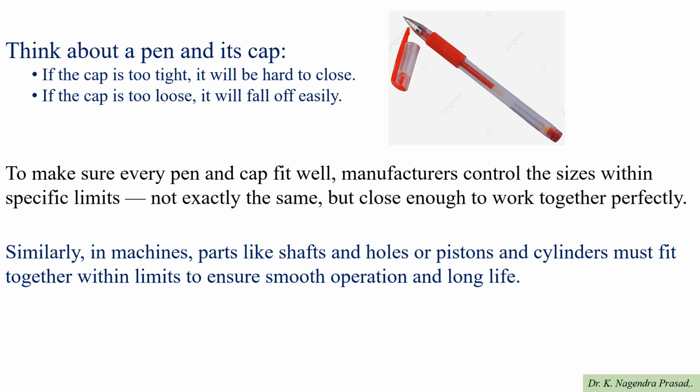Let's see an example. Think about a pen and its cap. If the cap is too tight, it will be hard to close. Similarly, if the cap is too loose, it will fall off easily. So to make sure every pen and cap fit well, manufacturers control the sizes within specific limits. Manufacturers do not produce exactly the same dimensions, but close enough to work together perfectly.